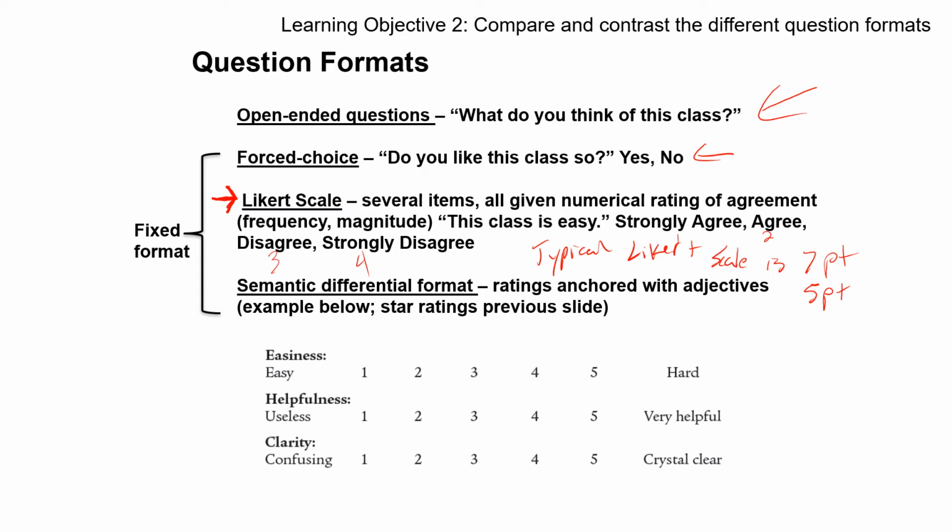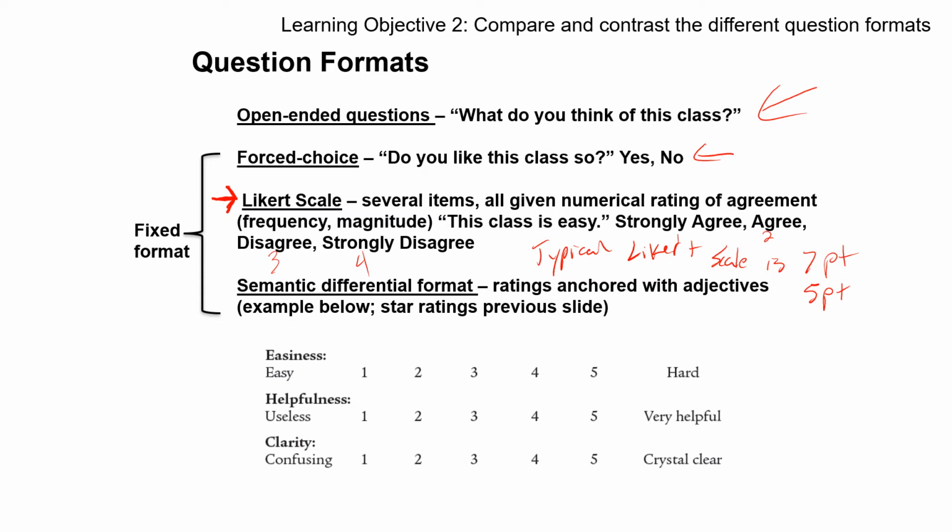So in the case of what you see here, strongly agree, agree, disagree, strongly disagree, you could do strongly agree, agree, neither agree nor disagree, disagree, and strongly disagree. There are problems with having a middle question that we'll talk about a little bit later, but it is one of those where it's something you kind of have to deal with when you're doing something like this. And then the final is semantic differential format, where you anchor ratings with adjectives.